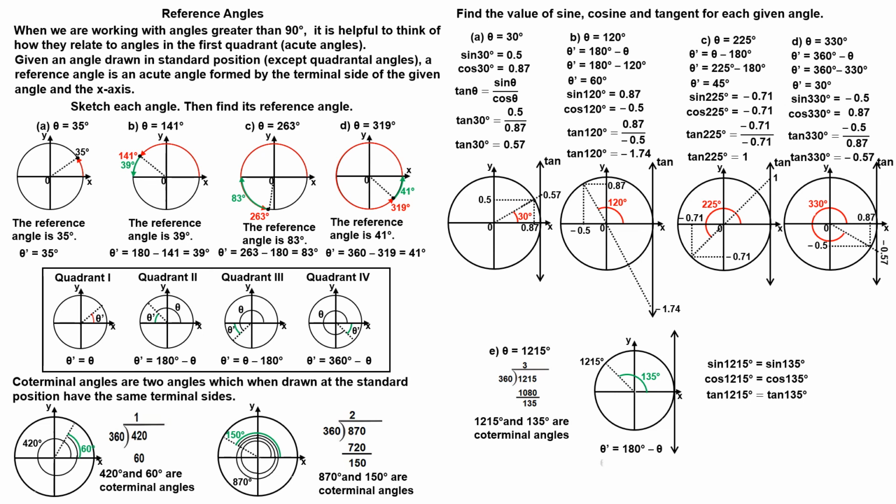135 degrees is in the second quadrant. The reference angle of 135 degrees is 45 degrees. In the second quadrant, the sine is positive and the cosine is negative. Therefore, the tangent is also negative.